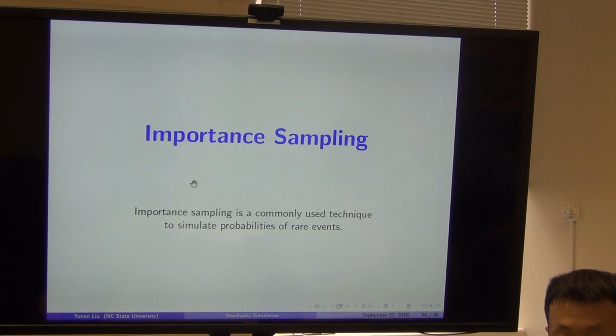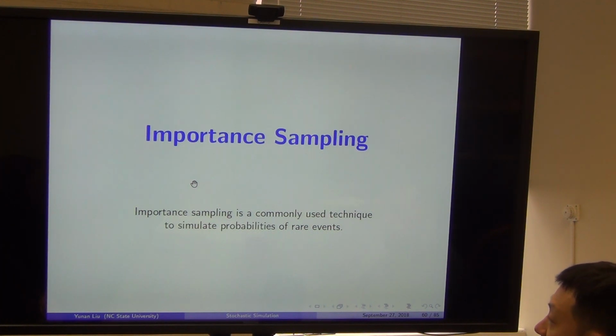So today we're going to continue to discuss this variance reduction technique. We're going to study a new technique, method 5, called importance sampling. The general idea of importance sampling is to sample the important region, the important case, and it is most commonly used for variance reduction.